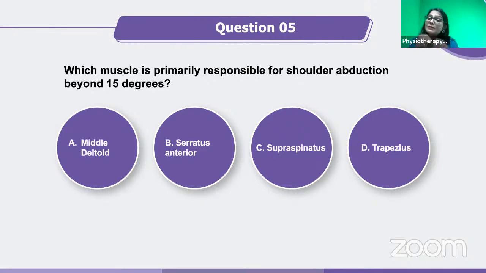Trapezius. Primarily. See, trapezius also helps. I agree. Trapezius as well as serratus anterior also helps in shoulder abduction. But I have used the term primarily. Primarily means the major muscle causing abduction beyond 15 degrees is your middle deltoid.